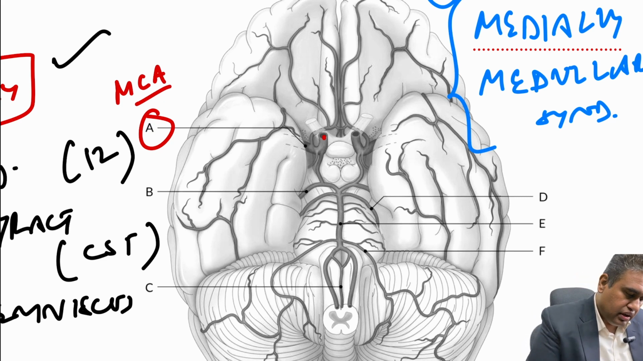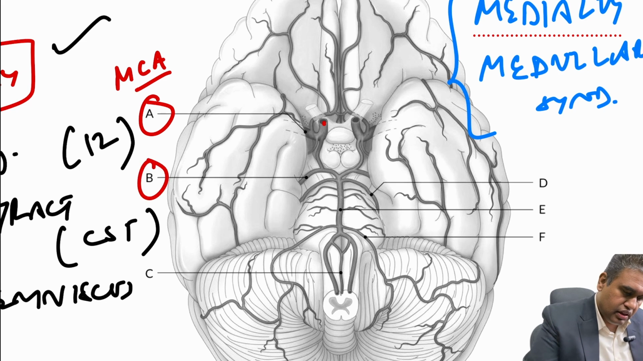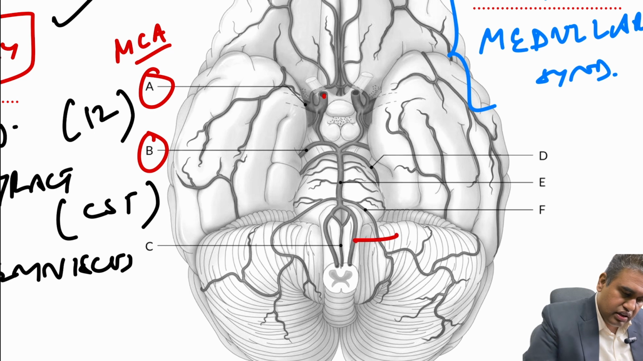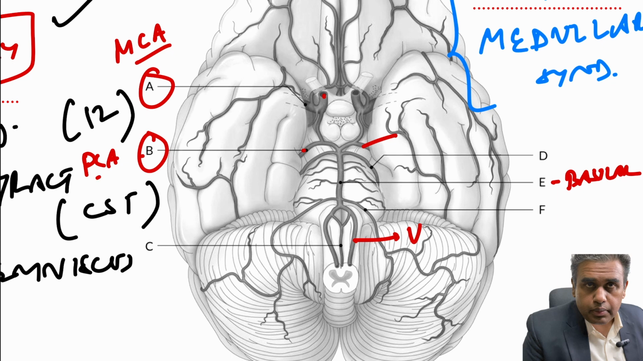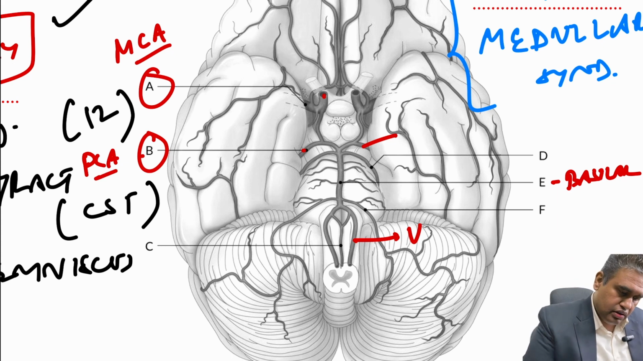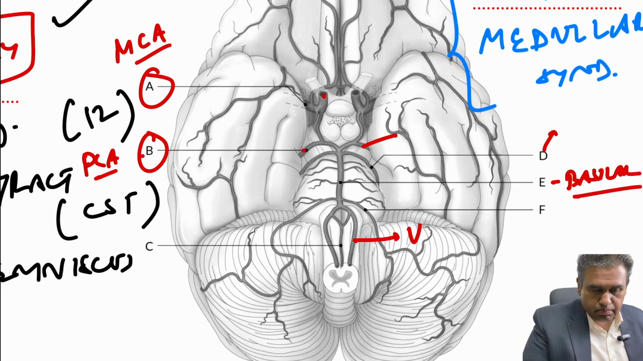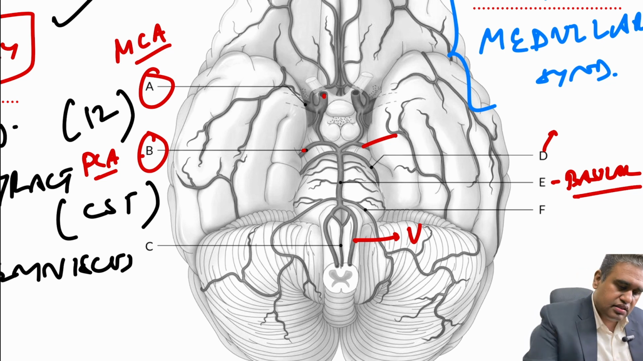Okay, what's artery number B? Let me first of all trace from here. So this is vertebral, V for vertebral. This E option is basilar, and this basilar divides into two B arteries. Same over here as B. This is PCA, the posterior cerebral artery. Okay. Now what is this D over here? This D artery is again a branch from basilar, but just proximal to the PCA. This is our superior cerebellar artery.